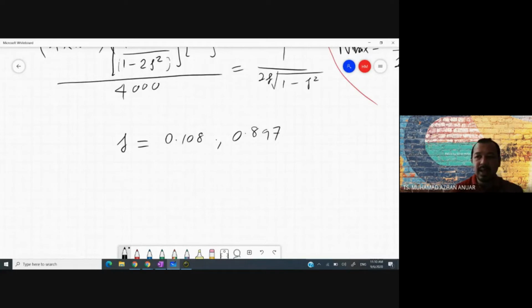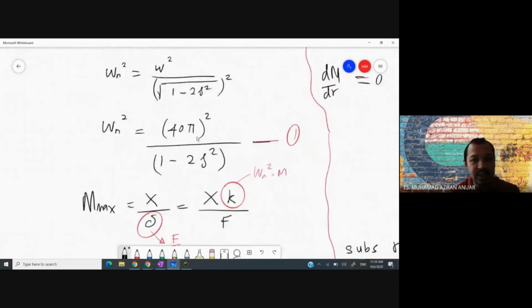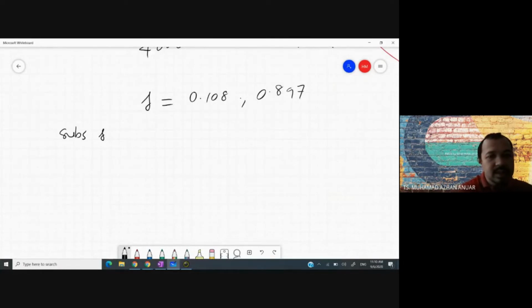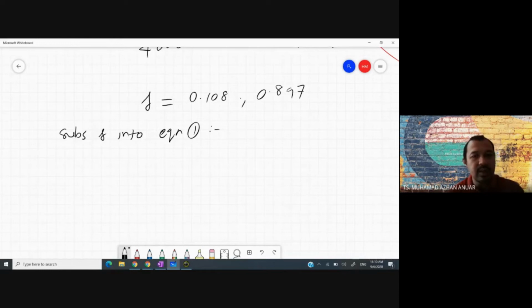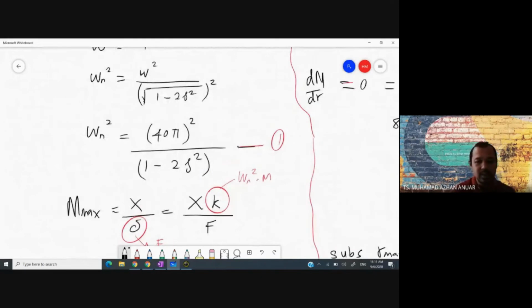And then, since you have 2 zeta values, you substitute zeta back into equation 1, and you should get 2 values. One is positive, one is negative. We will not use the negative value of omega n. We just stick with the positive value of omega n. So in this case, we will use this one. You will get omega n in this case equal to 127 point, let me calculate it.